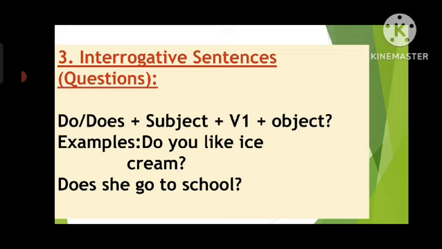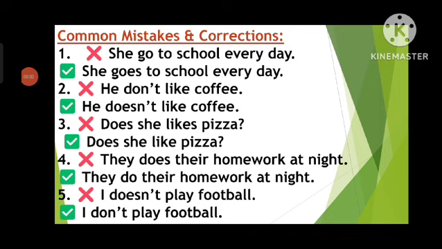Second one is, he don't like coffee. The correct one is, he doesn't like coffee, because we know that for a singular person we use does not. Third one is, does she likes pizza? We use, does she like pizza, not likes. We use like because we already added es in does. Then we don't need to use s in like. So the correct version is, does she like pizza?